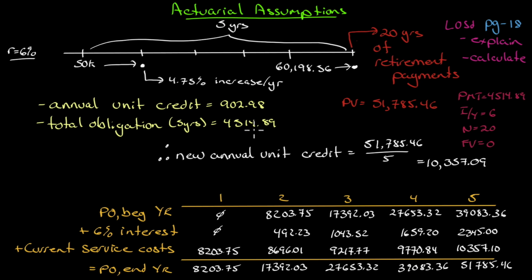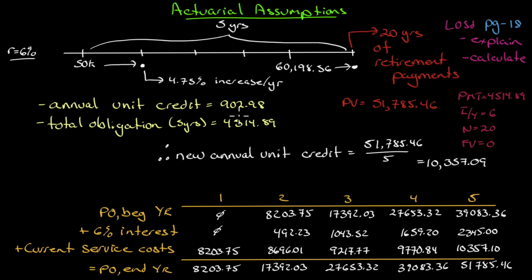So if we took this $45,1489 and we present valued it, our payment is $45,1489 per year at 6% for 20 years with a future value of 0, gives us a present value of $51,785. So that's the amount of money that we have to have at year 5, $51,785, and if that grows at 6% for 20 years, it'll just meet that obligation. If we divide that by 5, because we have 5 years now that we have to apply it over, because we want to get to the new annual unit credit, we get to $10,357.09.